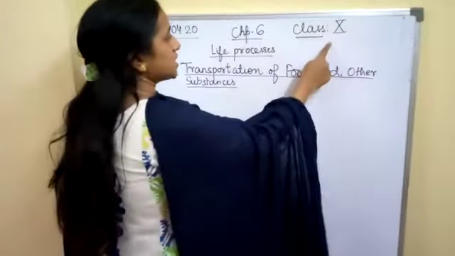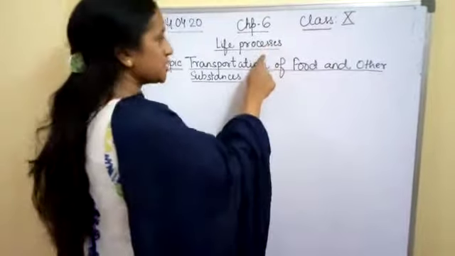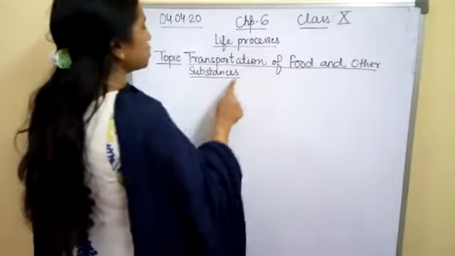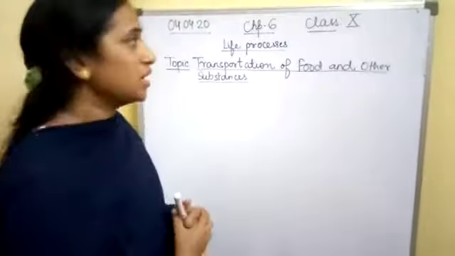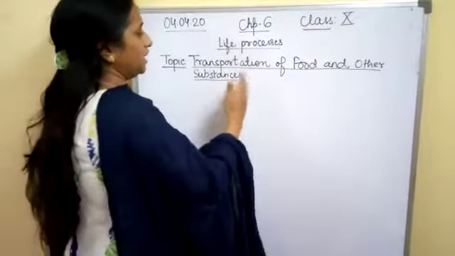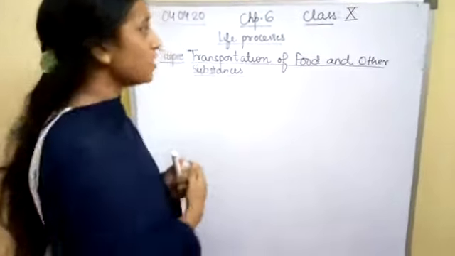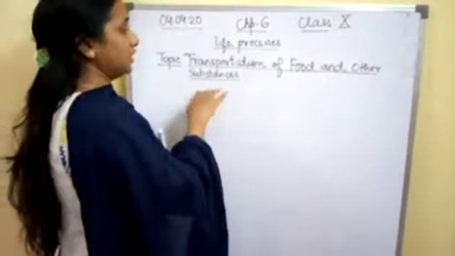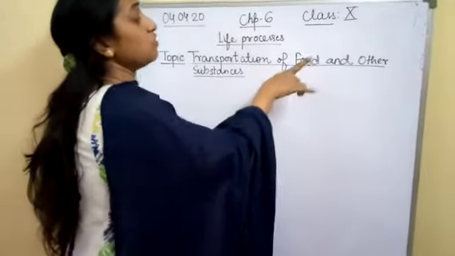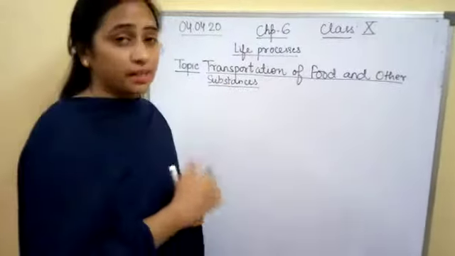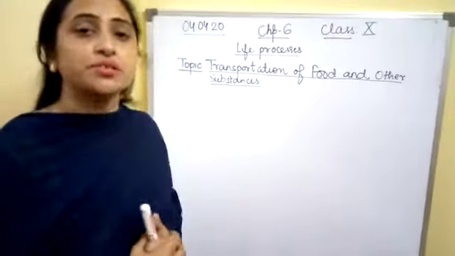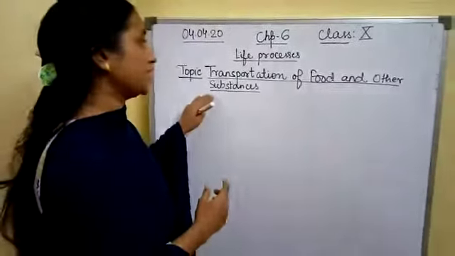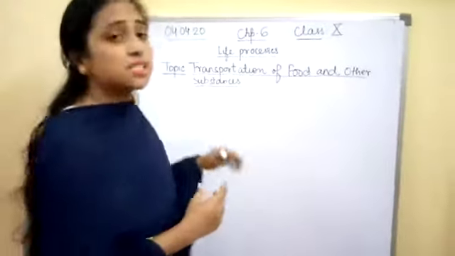I am taking class 10th, chapter number 6, life processes, and we were having a discussion on the transportation topic. Transportation of food and other substances will be starting off, and in the previous lecture we have studied about transportation of water and minerals in the plants with the help of a vascular tissue known as xylem. Now we will be studying the food and other substances.